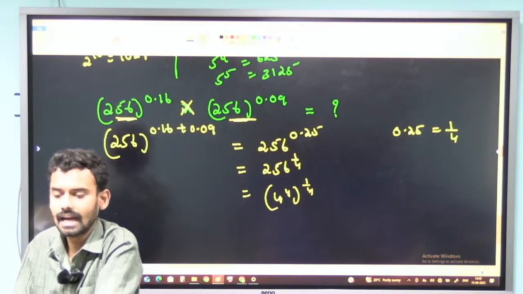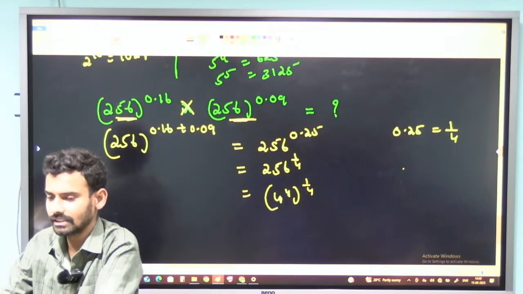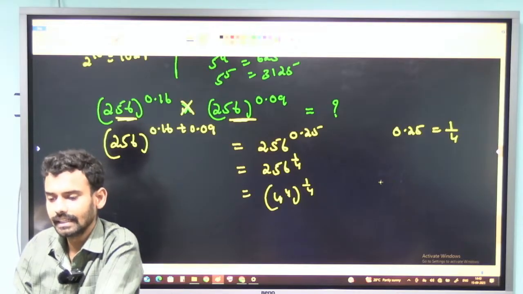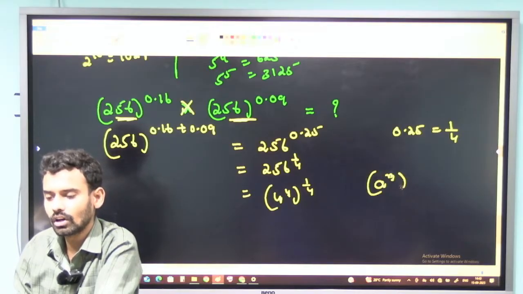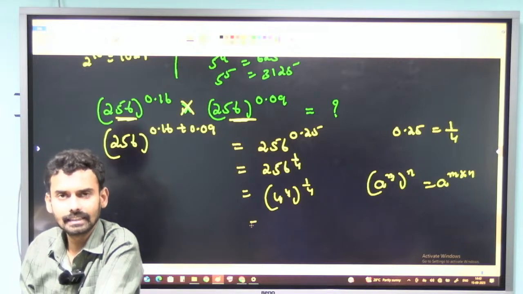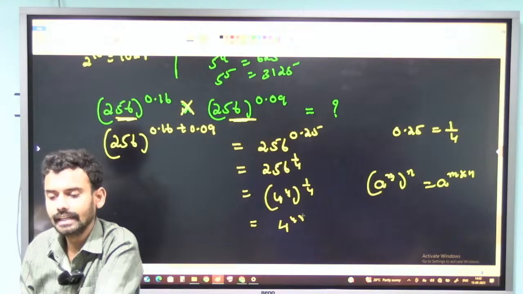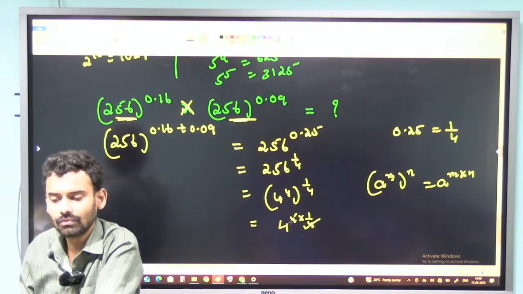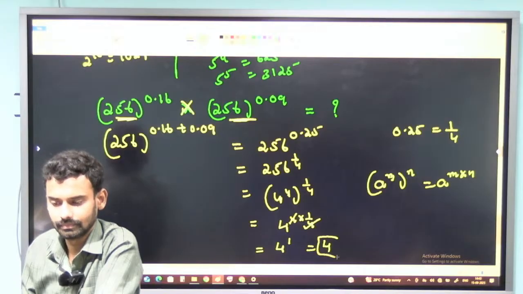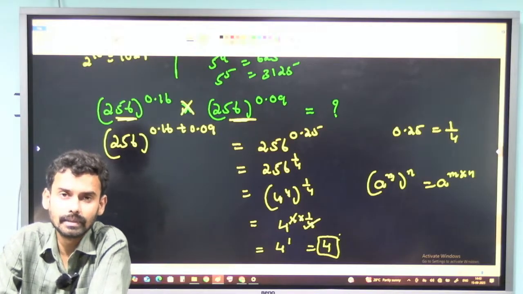And as we saw in the previous class, a to the power of m whole to the power of n can be written as a to the power of m into n. Applying that here, 4 to the power of 4 into 1 by 4, I can cancel 4 and 4. So the answer is 4 to the power of 1, which is 4. So the answer for this question will be 4.